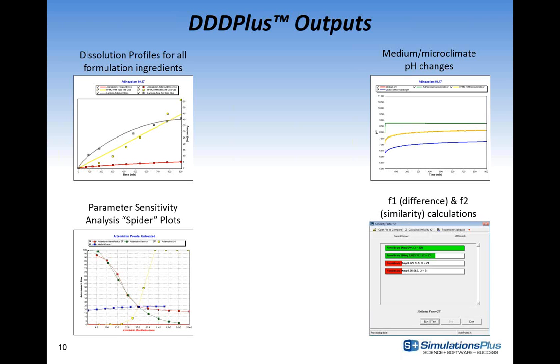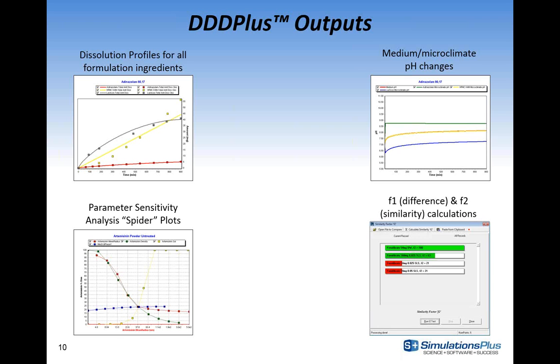We can also calculate dynamic changes in media pH and microclimate pH versus time, as shown on the right, for that same formulation. And then if we want to do what-if analysis, we have a parameter sensitivity analysis function that allows you to see what the sensitivity is for any input variable within the DDDPlus model. So let's say we wanted to see what the effect of particle size is, you can vary it from, let's say, 1 micron to 100 micron, and then plot it on a spider plot and view the output.